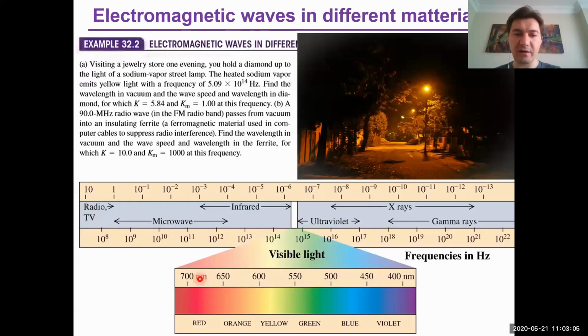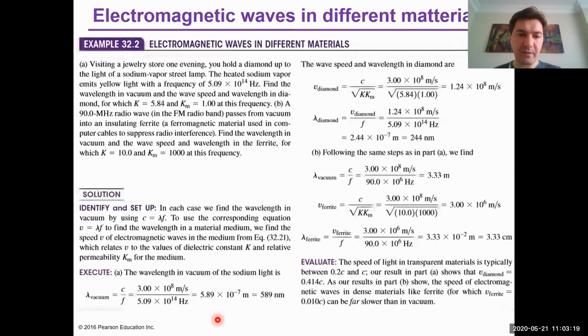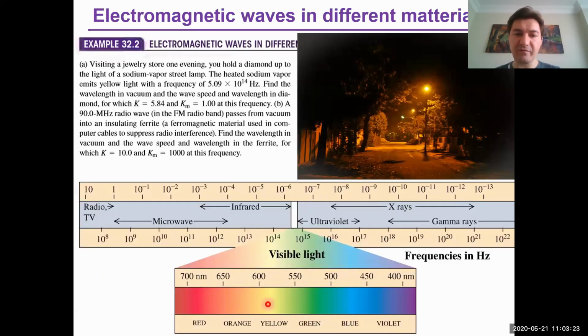Wavelength of that light, let's say. What do you see here? The wavelength in meter here, and here we have wavelength in nanometer, you see. So what about the yellow light? 589 nanometer, okay, it is somewhere here between 600 and 550.